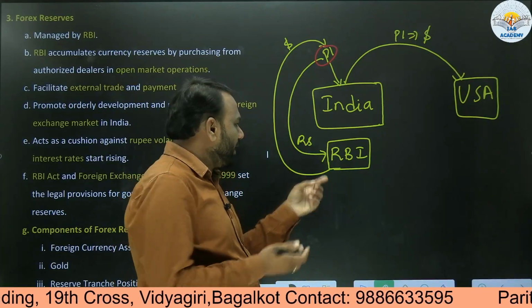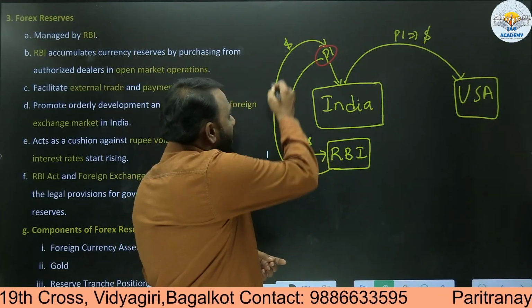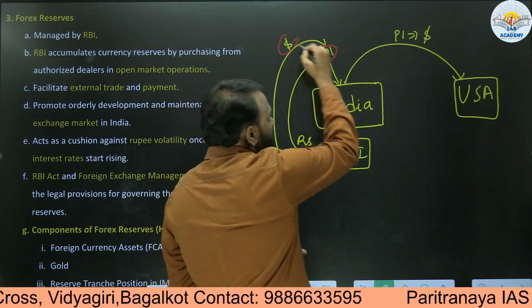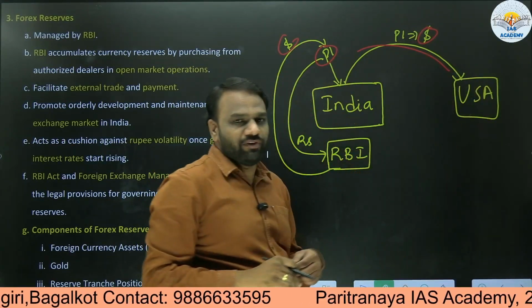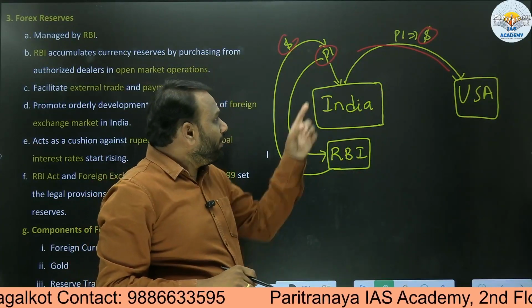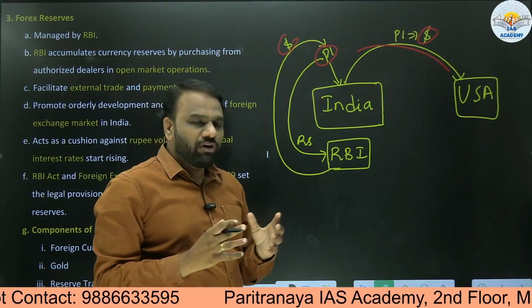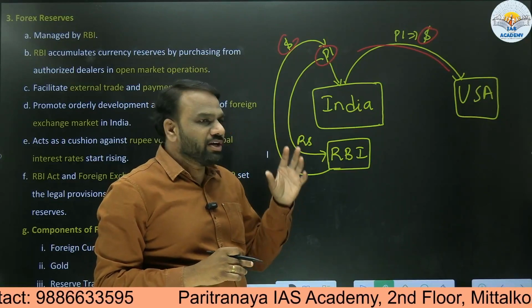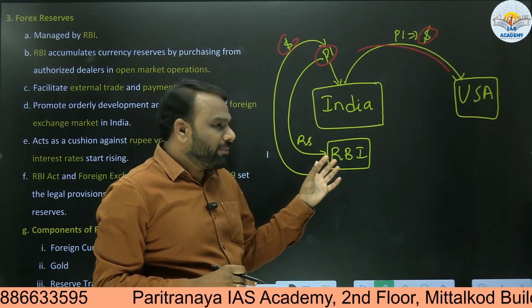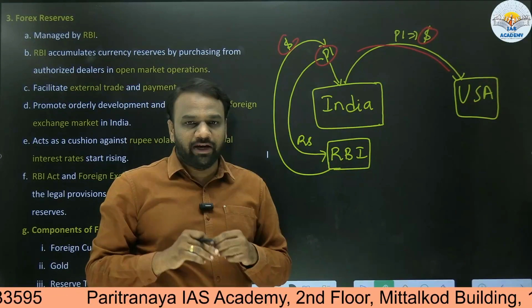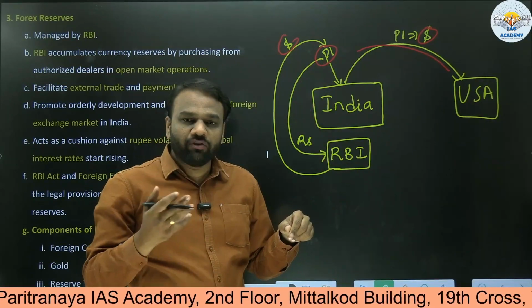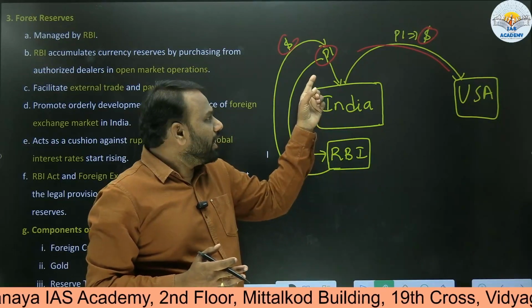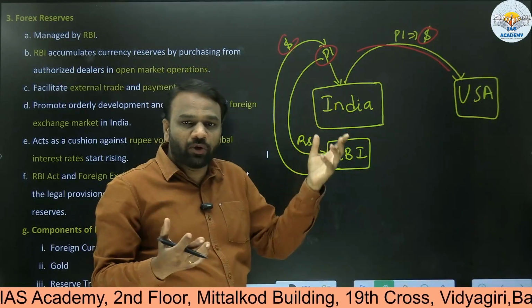He'll give rupees to RBI and purchase dollars, and with these dollars, person 1 will go to USA. Now, when person 1 comes to RBI for purchasing dollars, he'll get the dollars at a cheaper rate. Instead of RBI, if he goes to the open market and there is a lot of demand for the dollars, then he has to pay a lot of rupees in order to get the dollars.